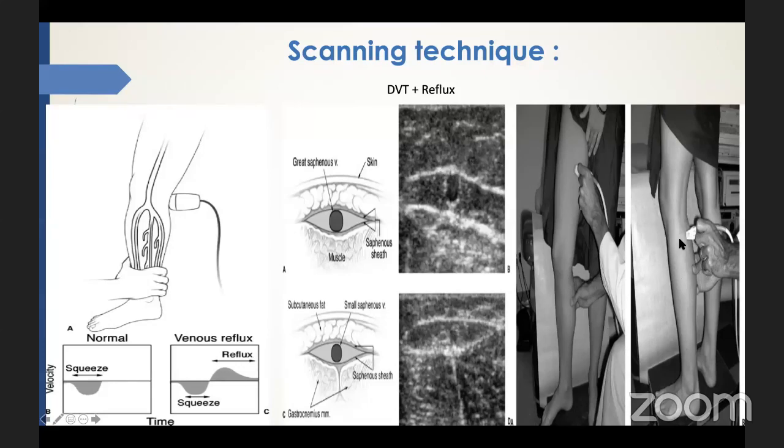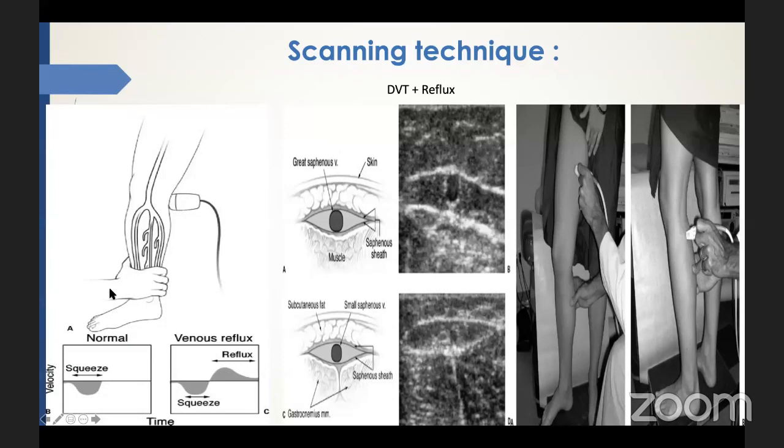In the short saphenous, you would be able to see a similar landmark here, which is the Egyptian eye, where the vessel lies in between the saphenous sheets, and you scan your patient from the saphenopopliteal junction all the way until the lower level of the leg.